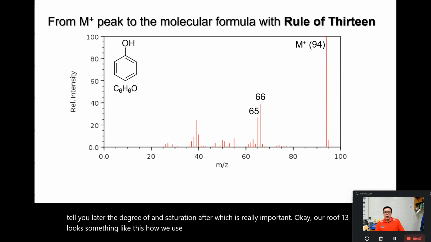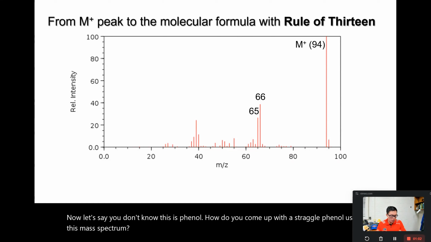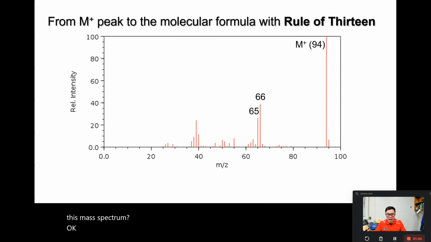So what I have here is the mass spectrum of phenol. Now let's say you don't know this is phenol. How do you come up with a structure of phenol using this mass spectrum? So the idea would go like this.